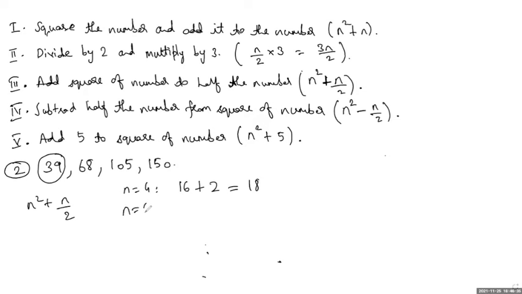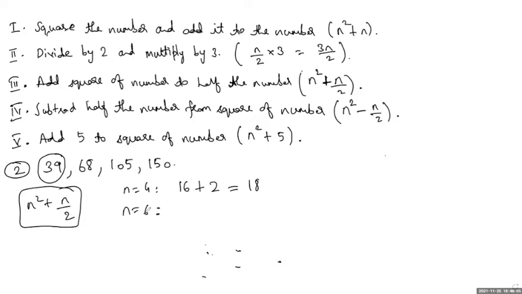For n is equal to 5, see, for this rule we cannot use odd numbers. Why? Because odd number divided by 2 gives us a remainder of 1. Correct? So we can't use odd numbers. Check for n is equal to 6. After 4, the next even number is 6. So let us check for n is equal to 6.